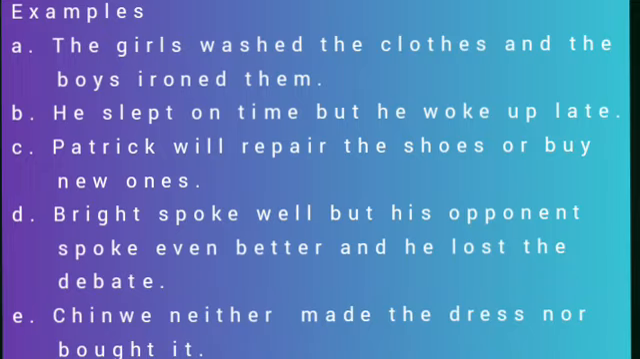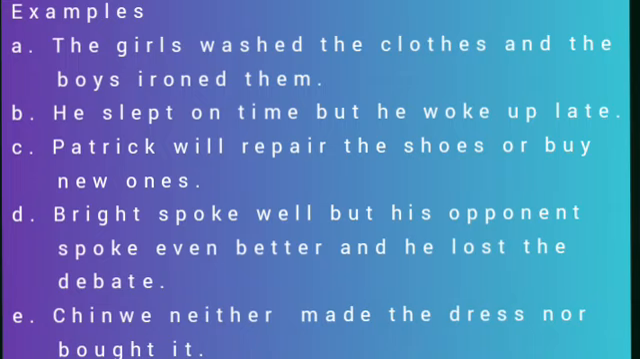Look at the next one. Bright spoke well, but his opponent spoke even better, and he lost the debate. In this sentence, we have three clauses joined together by two coordinating conjunctions. Look at the first clause: Bright spoke well. The second one is his opponent spoke even better. While the last clause is he lost the debate.